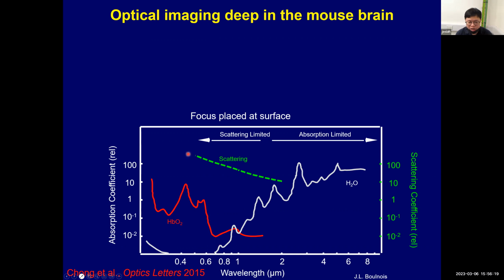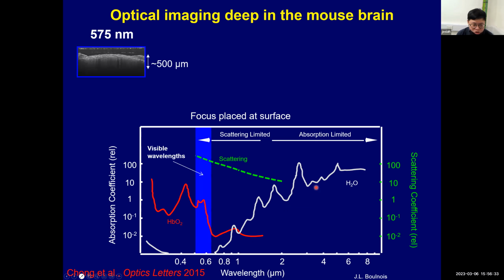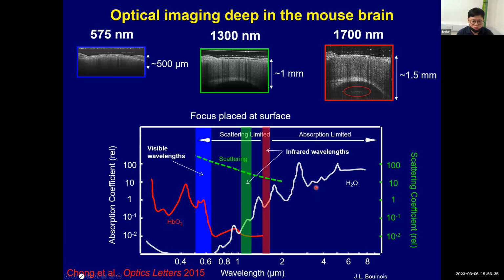On the other hand, the scattering generally reduces across wavelength. Because of these characteristics, how absorption and scattering affect light penetration into the tissue, there are a few windows that people like to use, highlighted here. Visible light is one window, and then we have the near infrared wavelengths. 1300 is a very dominant wavelength being used for OCT. And what we propose here is to use 1700 nanometers.